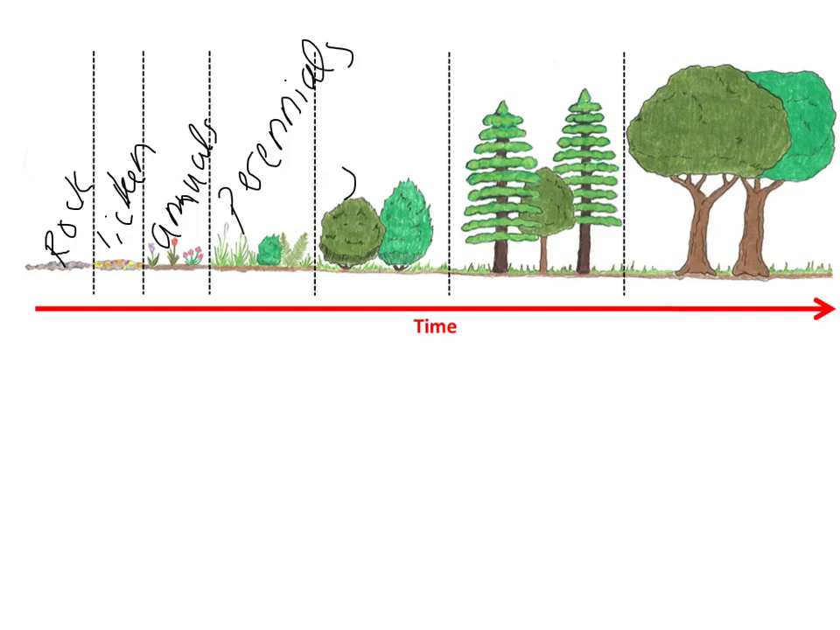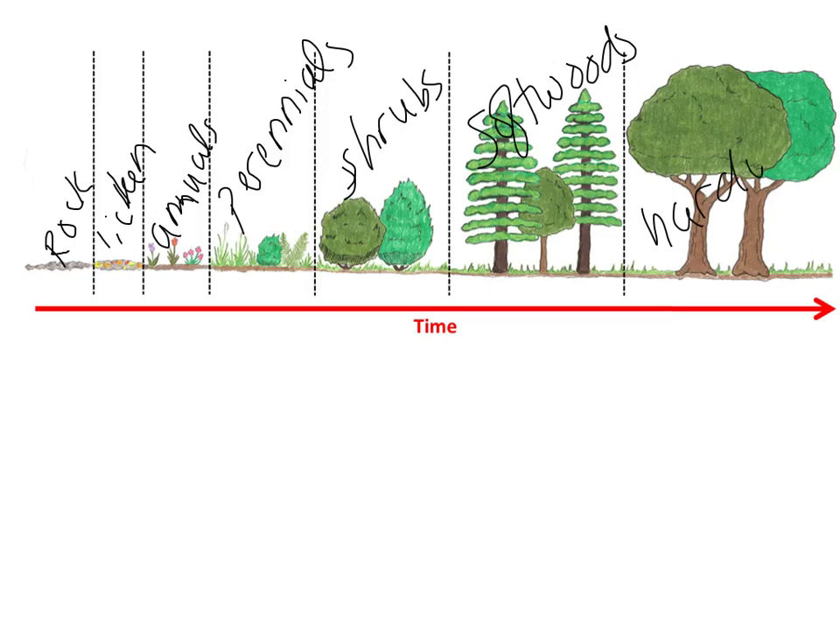As we work our way up to the larger shrubs, the softwoods, pine trees, fir trees, and then eventually the hardwood trees, we have now reached, again, what's called that climax community, or that stable community that shouldn't really change, again, unless there's some kind of climate change or human intervention.